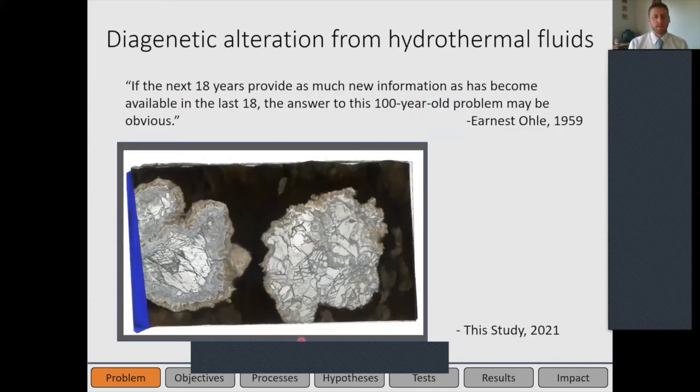This sample here is from my study, and I'll point out where that is on the map in just a moment. But I want to point out this quote here, which I find pretty interesting. Ernest in 1959 pens, "If the next 18 years provide as much new information as has become available in the last 18, then the answer to this 100-year-old problem may be obvious." So of course, I'm still trying to work on this problem, and I'm a good 50 years since then.